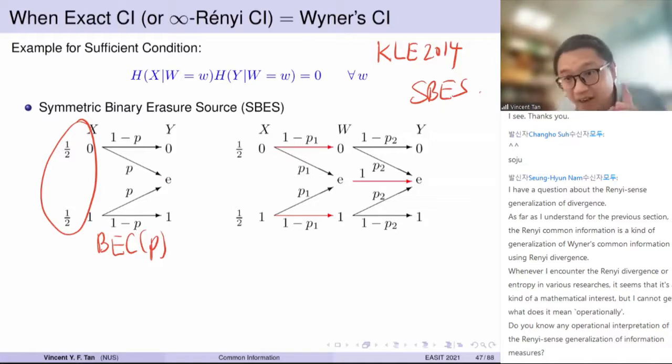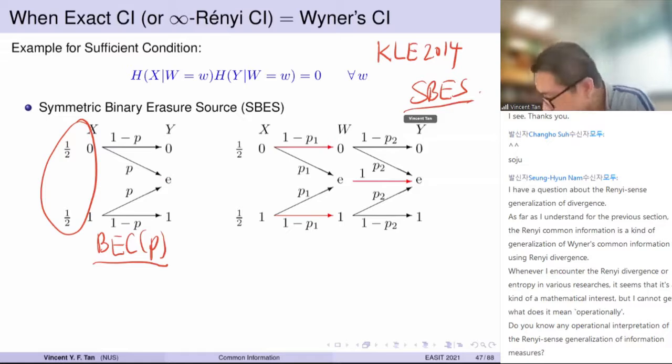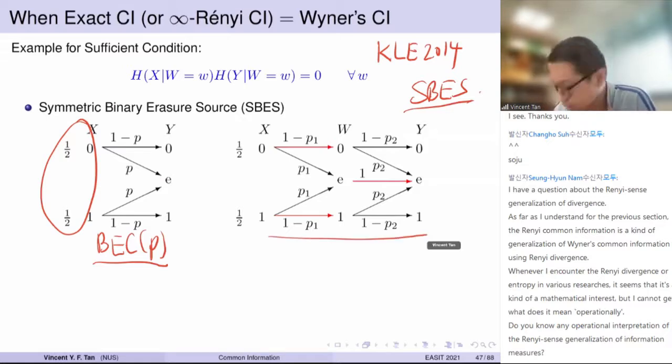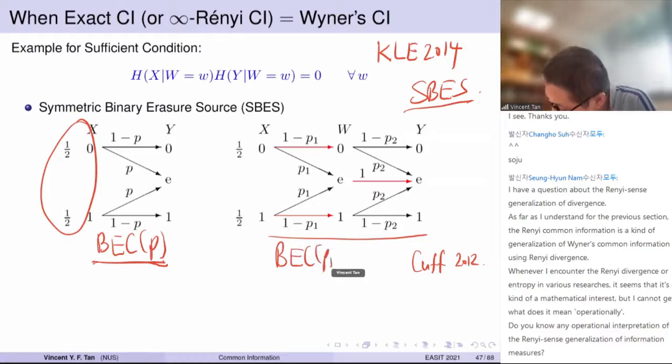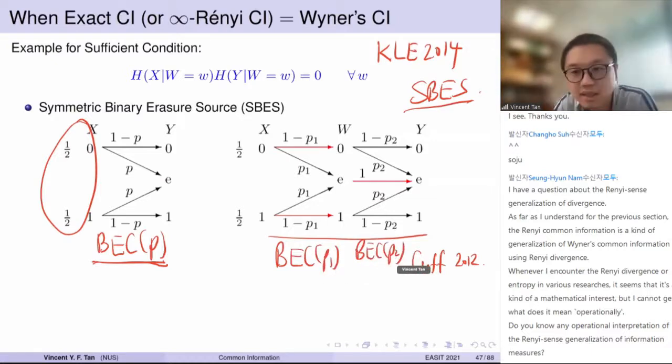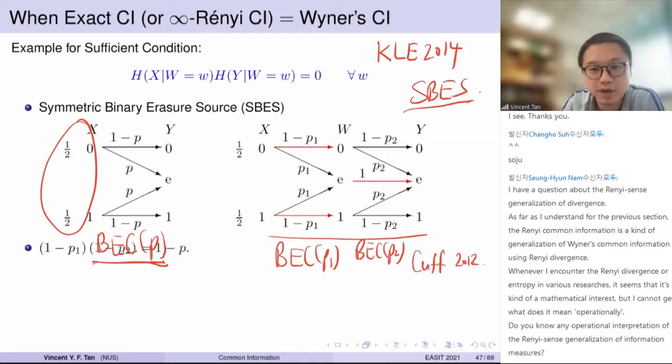Now, the Wyner auxiliary random variable for this SBES, the symmetric binary erasure source, is given by this. This is not our work; it is due to Cuff, 2012. He said that the Wyner auxiliary is basically BEC(p1), BEC(p2). You split this BEC into two parts. It seems obvious, but this requires a proof.